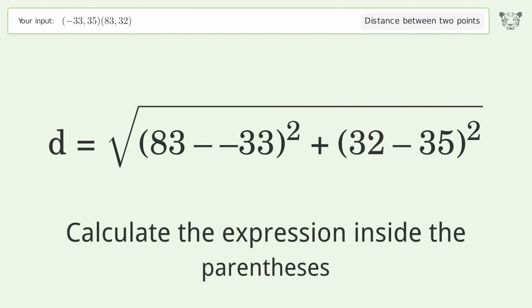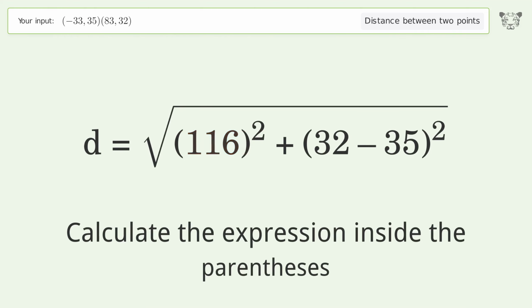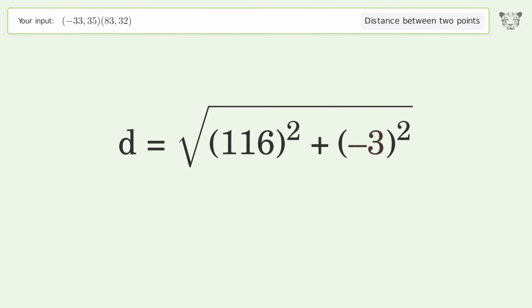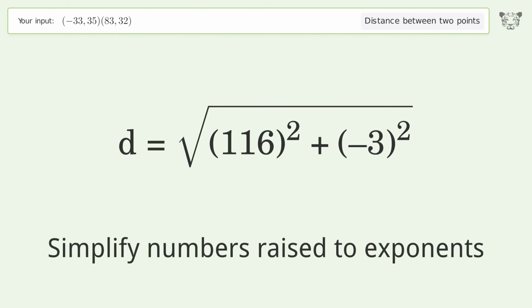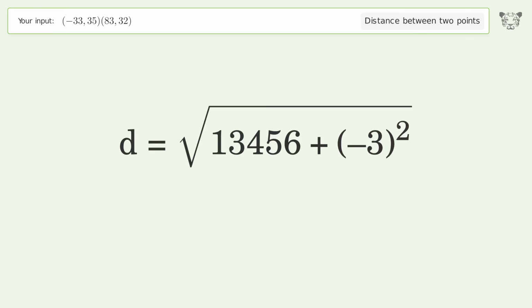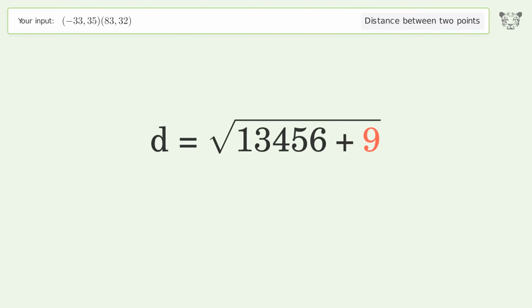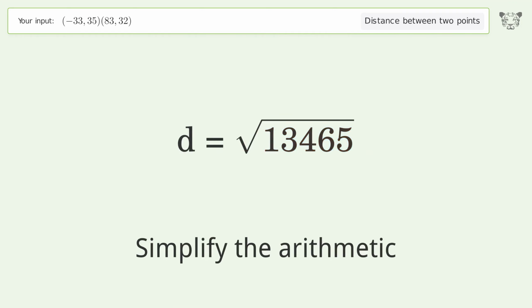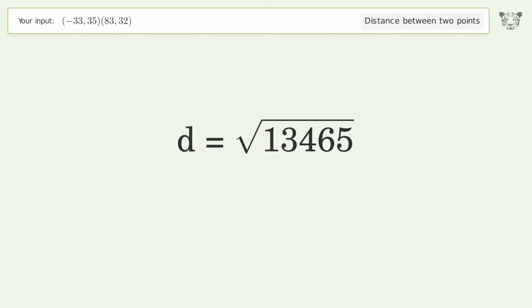Calculate the expression inside the parentheses. Simplify numbers raised to exponents. Simplify the arithmetic. And so the distance between the 2 points is the square root of 13,465, or 116.039.